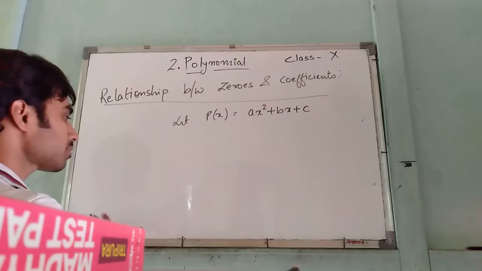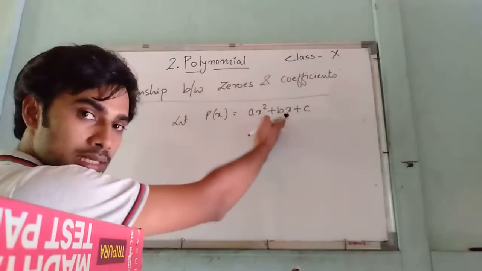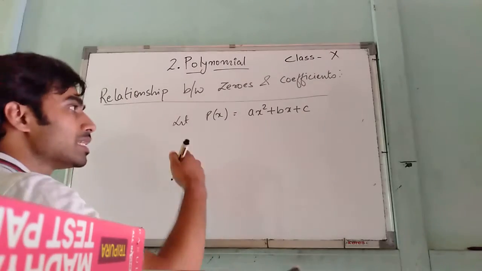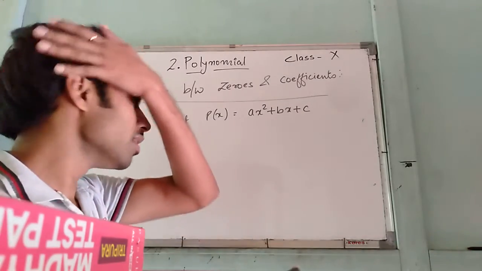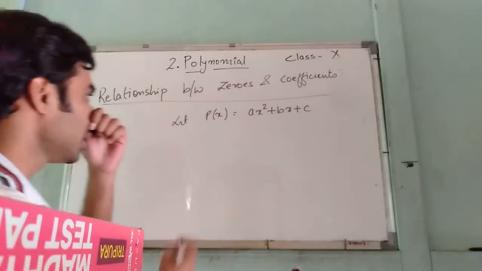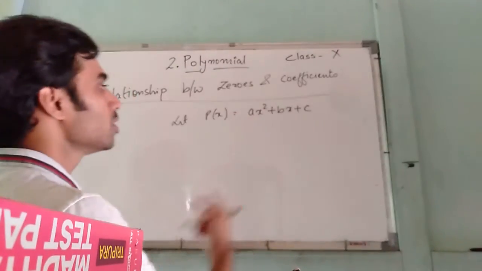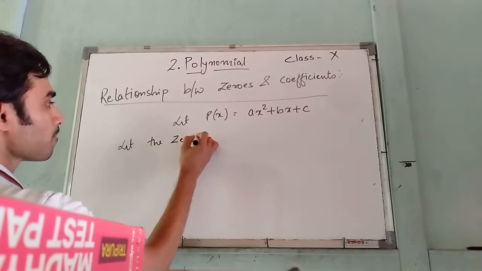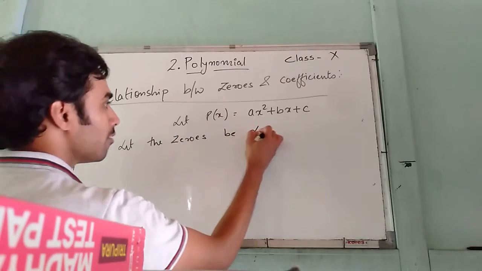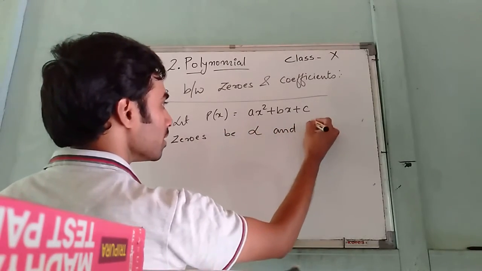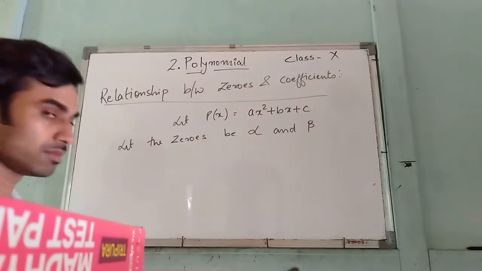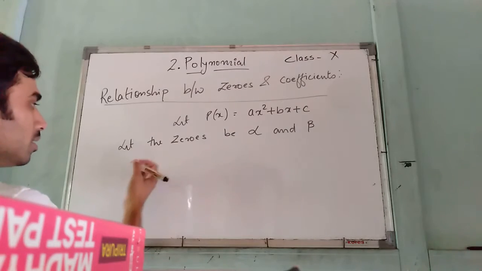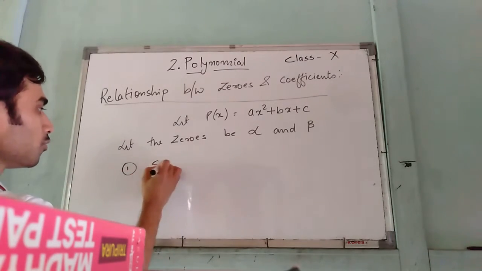Then what is the degree of this polynomial? Here the degree is 2. It means 2 zeros are possible. If the degree is 3, 3 zeros will be possible. If the degree is 1, only 1 zero is possible. But here in this case the degree is 2, so there will be 2 zeros, and let the zeros be alpha and beta. This is also not new, it was there in class 9 too. So there is one formula to find the sum of zeros.